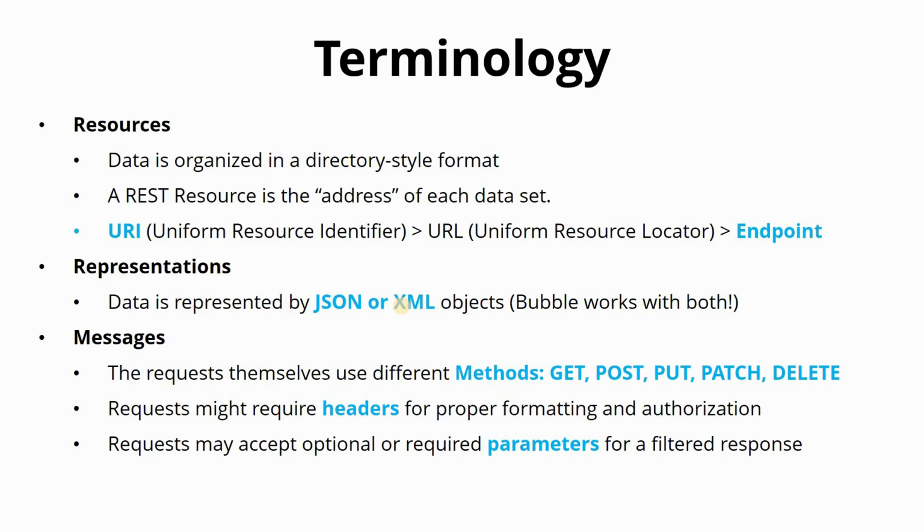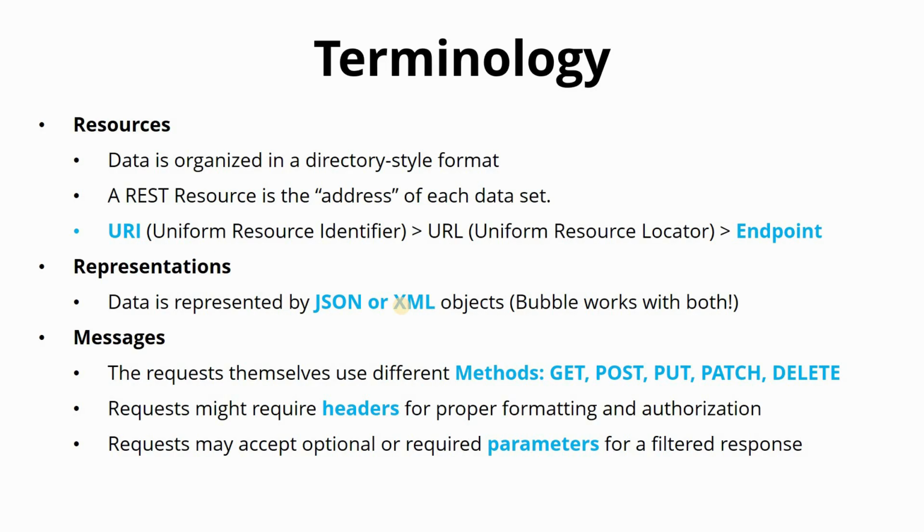So resources. A RESTful API is going to organize data in a directory style format. So you can think of it like accessing folders on your computer. You can have a folder and then you can have subfolders underneath, and you can continue to embed things in this hierarchy structure until you ultimately get to the file that you want. The data in a RESTful API is organized in a very similar format. So each data set has its own address within the directory.